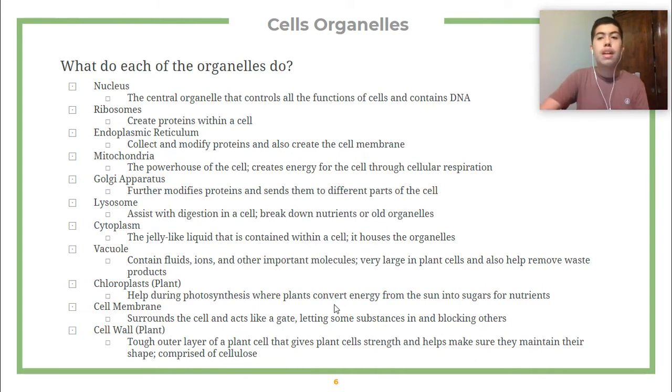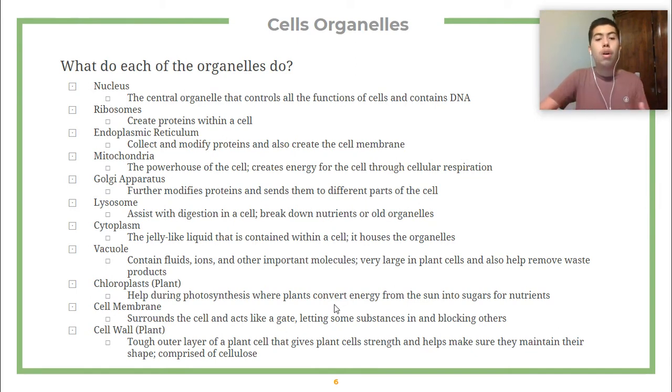So that's a vacuole. And then chloroplasts, which is specific to plant, help during photosynthesis where plants convert energy from the sun into sugars for nutrients. Finally, we have, second to last, cell membrane. It surrounds the cell and acts like a gate, letting some substances in and blocking others. So if it's nutrients or something that the cell needs, it would let it in, but others it would block out. So it's a gate. It doesn't let everything in and it doesn't keep everything out.